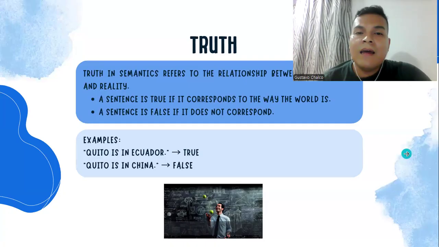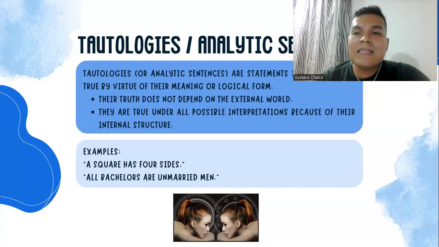Next are tautologies or analytic sentences. These are sentences that are always true because of the meanings of their words or their logical structure. For example, "a square has 4 sides," or "all bachelors are unmarried men." These statements are true in every possible context because of their definitions.